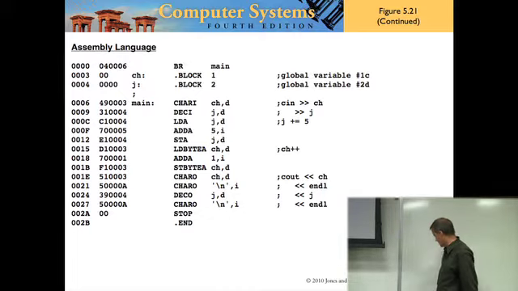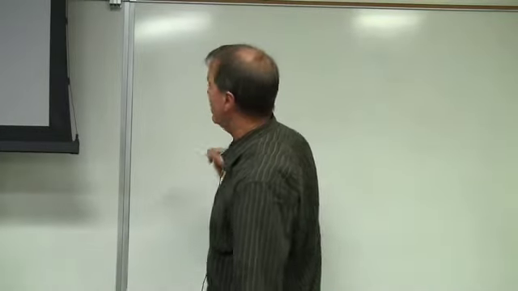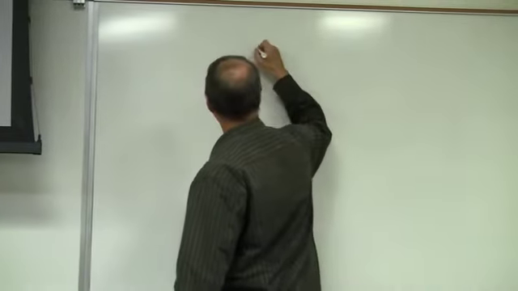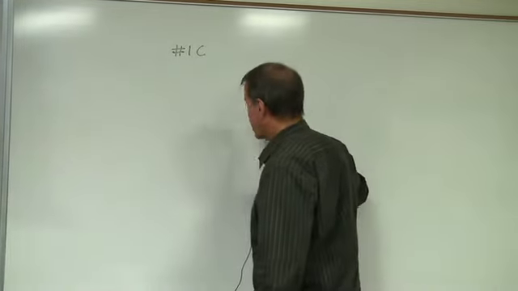Okay, so here's what those things are. Those things are kind of important. They're going to be important from now on. This pound 1C is called a trace tag.